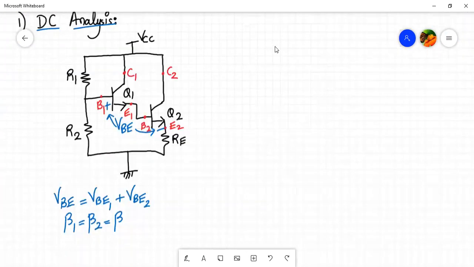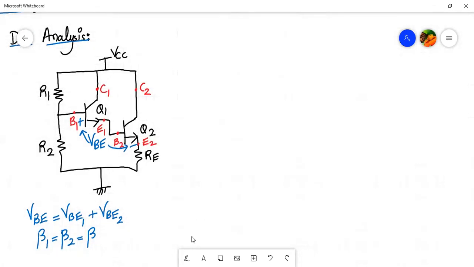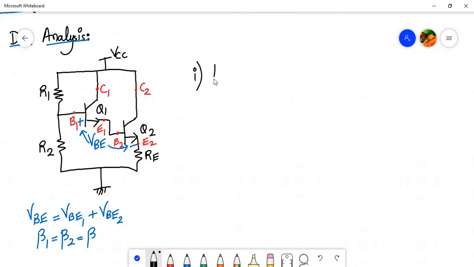So in our numerical, no need to apply that analysis again. We will directly calculate the value of RTH, VTH, and IB1. So RTH is R1 parallel to R2. So keep your calculators handy. That will be very useful.